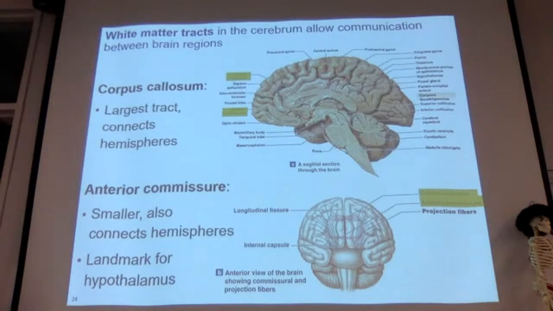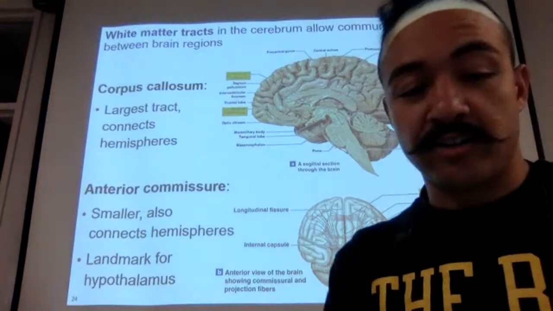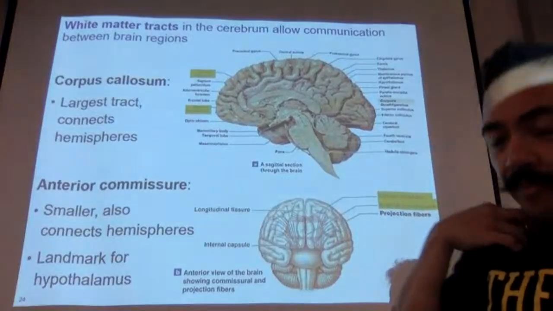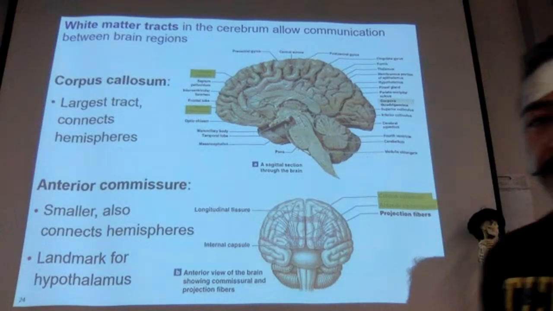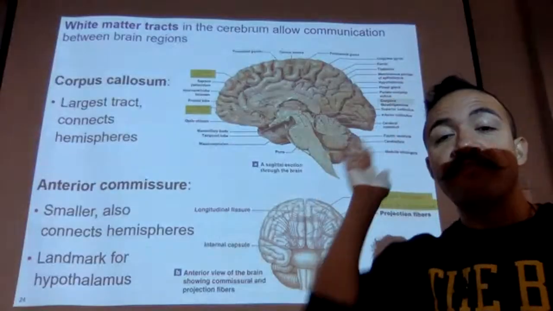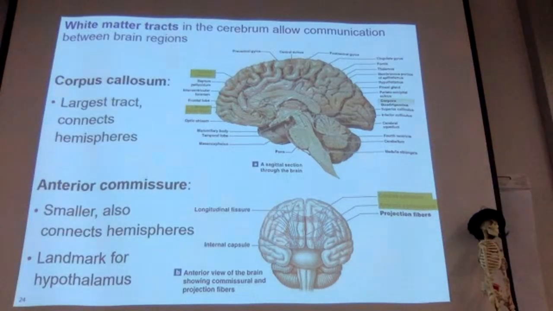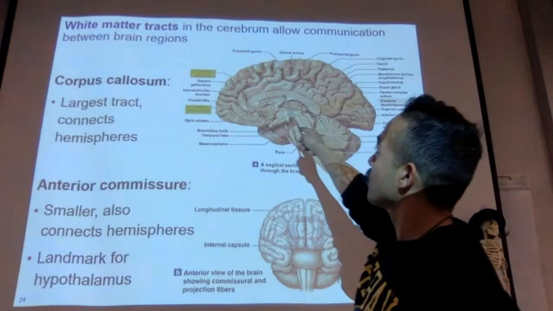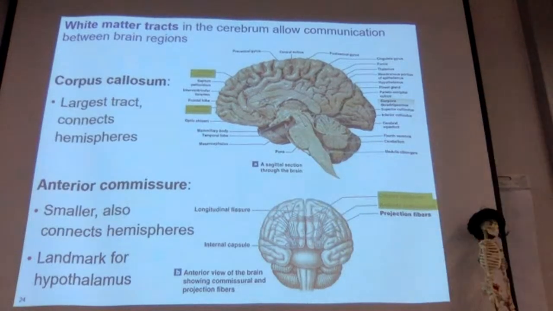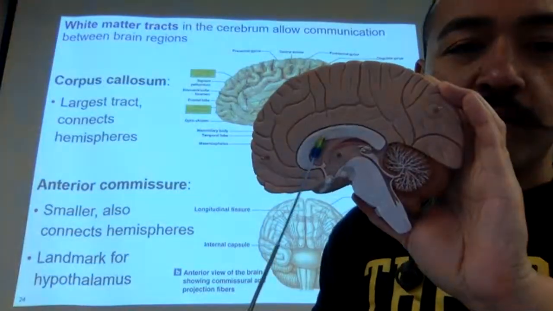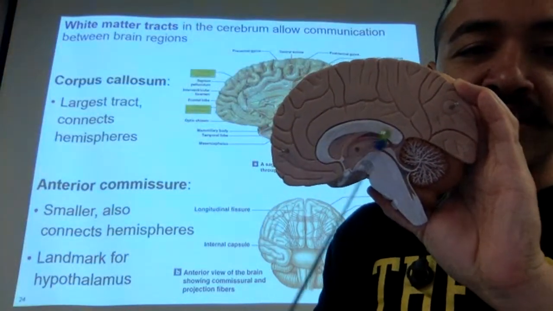Okay, so cerebral cortex is gray matter. What about the white matter? The longitudinal fissure doesn't fully separate the brain. We have connections between the hemispheres. The largest connection is the corpus callosum, what I showed you. The largest white matter connection is the corpus callosum.